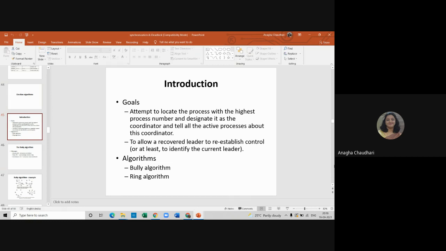Obviously, when it is elected as coordinator, it tells all the other active or participating processes about this election and the chosen coordinator, right? Now, why is it required to allow a recovered leader to re-establish control, or at least to identify the current leader? When your coordinator undergoes some kind of failure or has crashed, obviously the other connected or neighboring node will start the election process. It becomes the initiator. We will study the algorithms in detail.